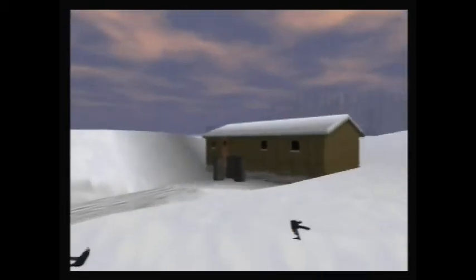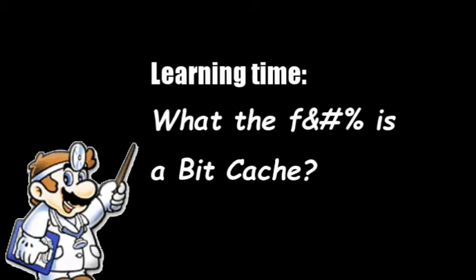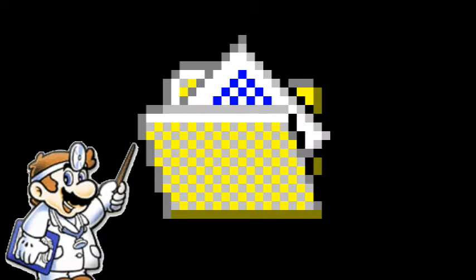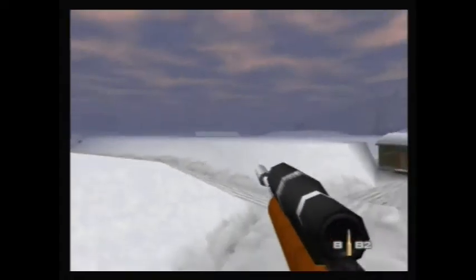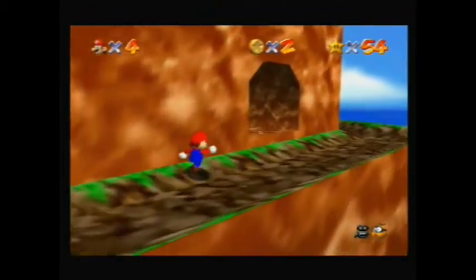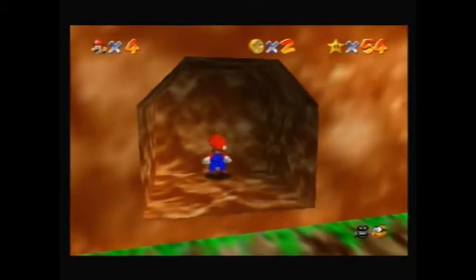So, what causes this? Now, at least in the old days, all the early 3D consoles had something called a bit cache. And this was basically just a chunk of the console's memory, which was dedicated to all the textures which are needed to cover up all those polygons, so they don't just end up looking like solid, colorless shapes. Unfortunately, Nintendo's engineers seem to have forgotten to take the rendering power of the system into account, and as a result, the N64's bit cache is simply too small.